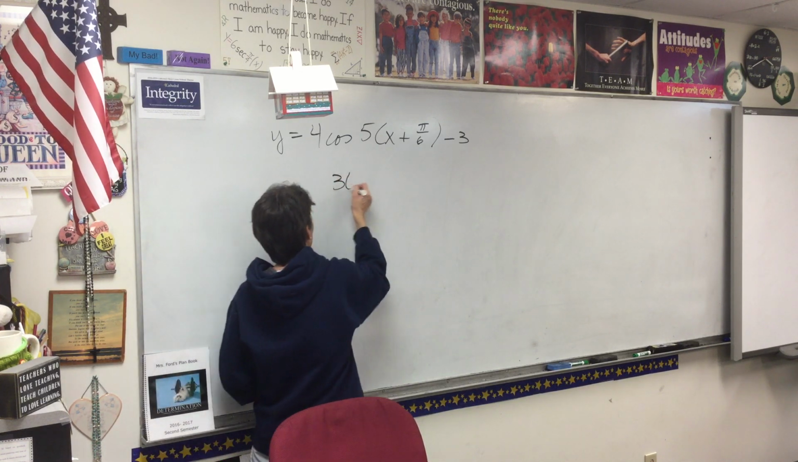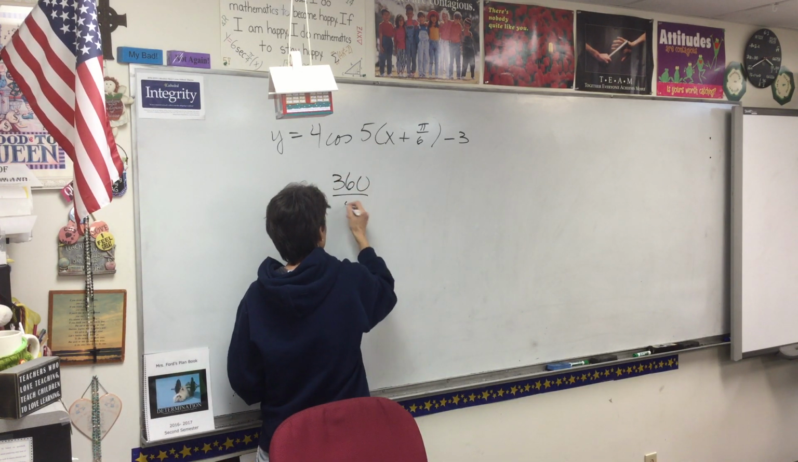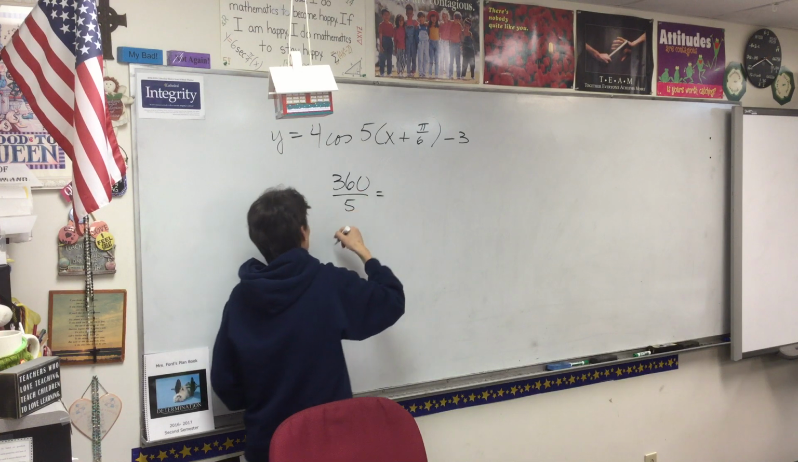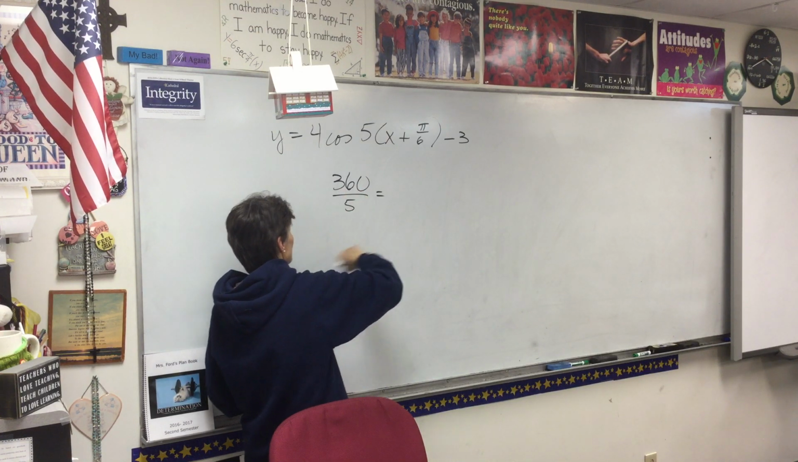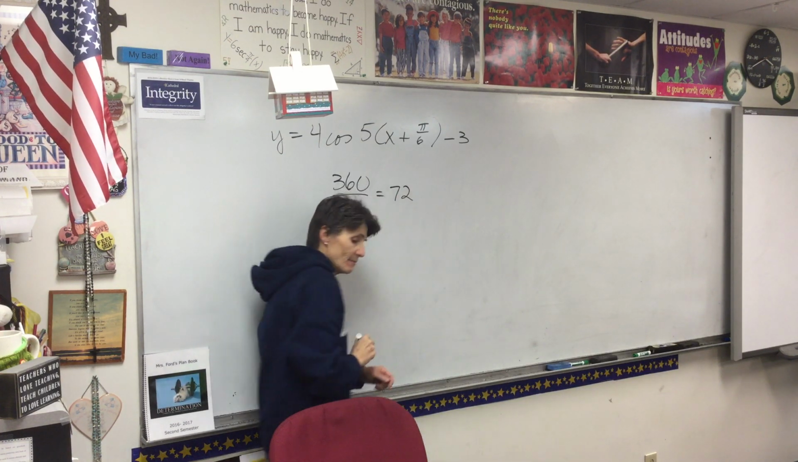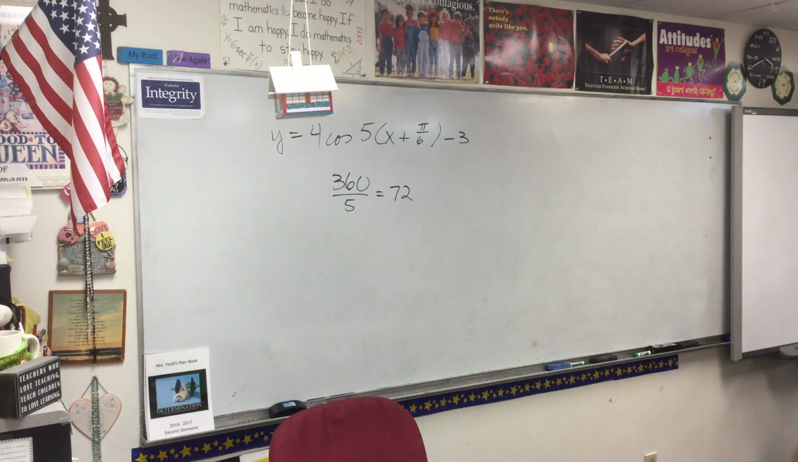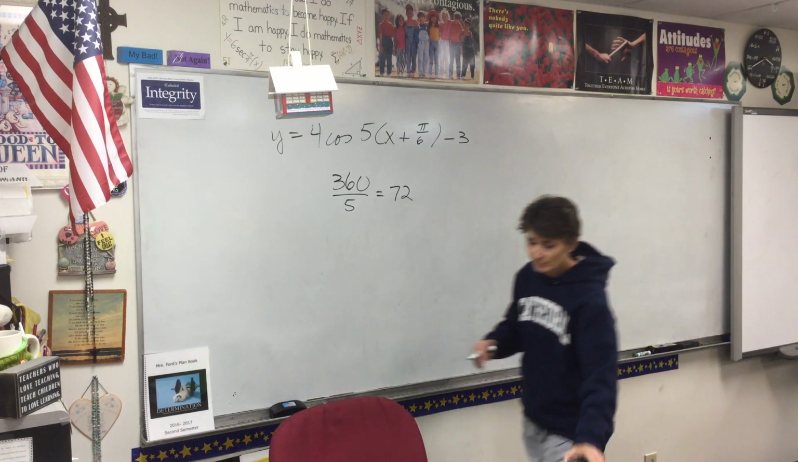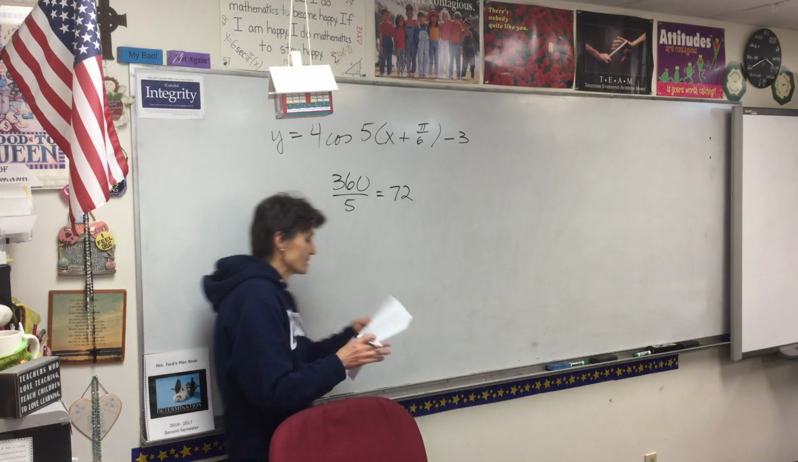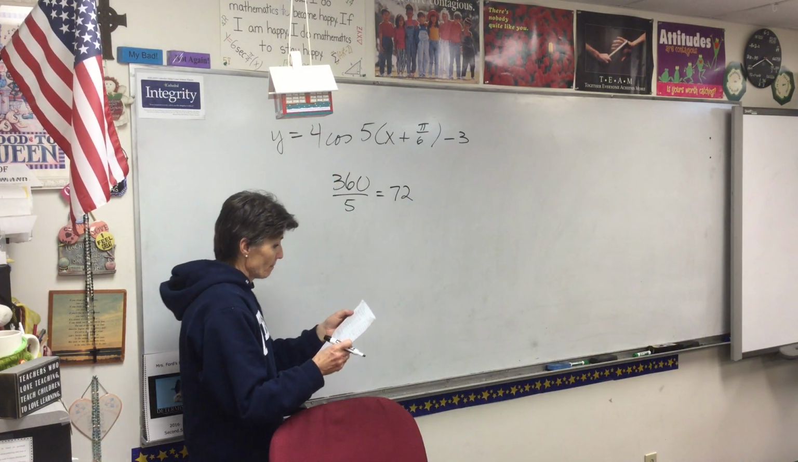360 divided by whatever that number is. In this case, it's a 5. So you won't have a calculator for this. You're going to have to divide that on your own. But 360 divided by 5 is 72. So the period is 72. To find the period, it's 360 divided by that number.